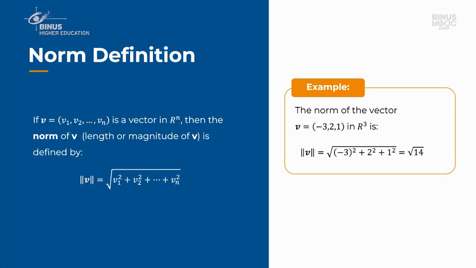then the norm of v we can calculate as the square root of -3 squared plus 2 squared plus 1 squared. -3 squared is 9, plus 2 squared is 4, plus 1 squared is 1. So 9 plus 4 plus 1 is equal to the square root of 14. So the norm of v equals the square root of 14.